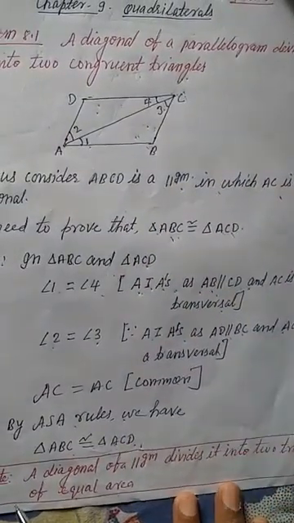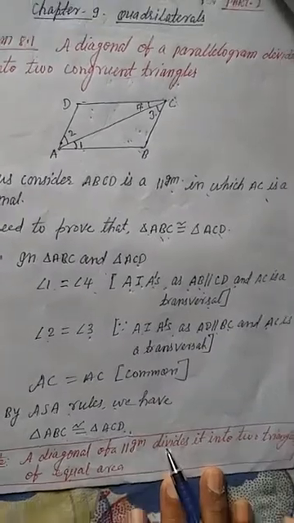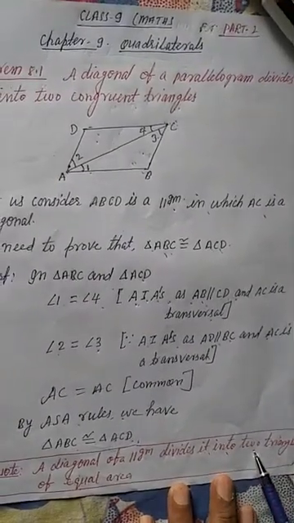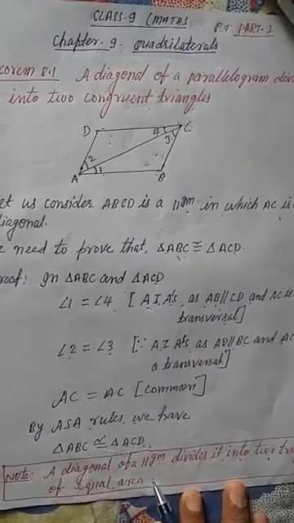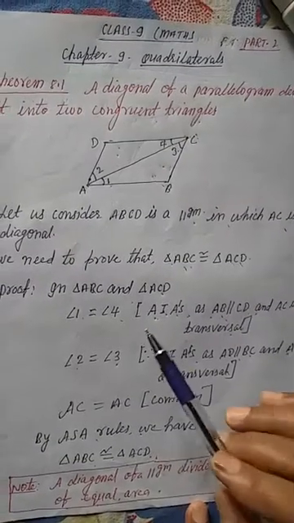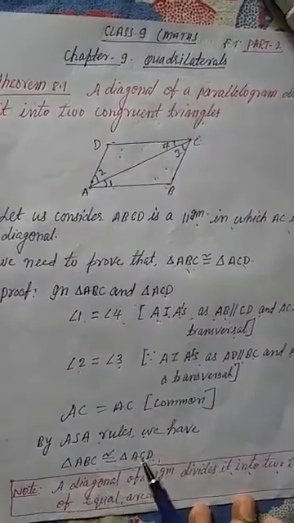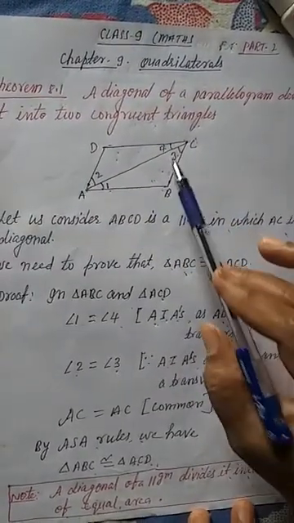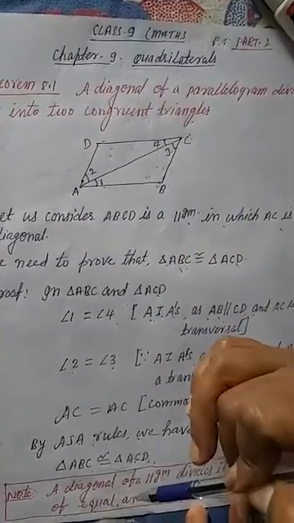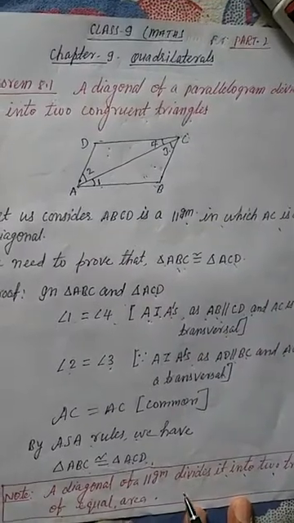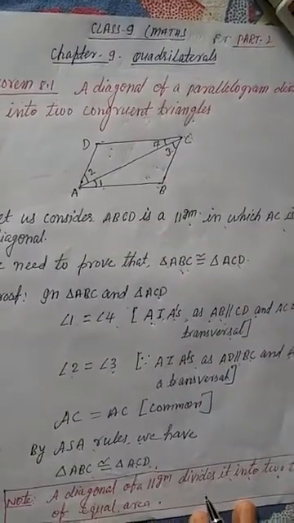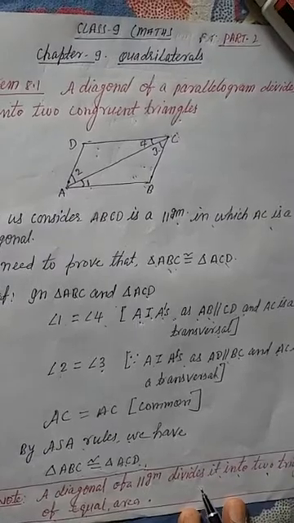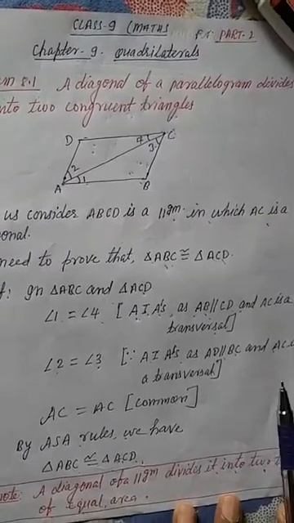Now one point to note: the diagonals of a parallelogram divide it into two triangles of equal area also. So you have to keep it in mind. Suppose these triangles are congruent, it means the areas will also be equal. So at the time of doing the exercise, remember these two things. This is the most important to apply. I hope you have understood this theorem.